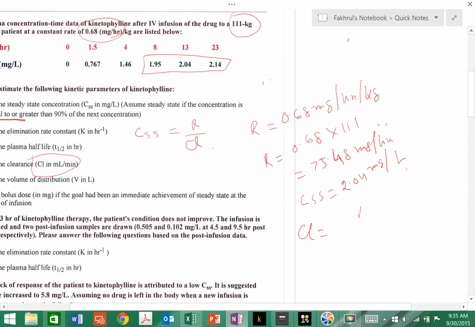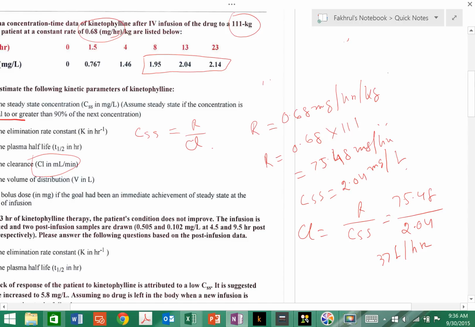CL would be R divided by CSS. So your R is 75.48 divided by CSS, which is 2.04, and this will come as, I think, 37 liter per hour. And then you can multiply this 37.